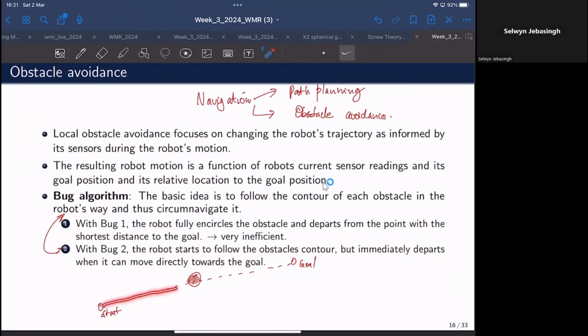So that is the difference between Bug 1 and Bug 2. Bug 1 loops around the obstacle and departs from the minimal distance point, whereas in Bug 2, it will circumnavigate until it reaches a point that has a direct line of sight towards the goal, then it can depart. So that is what Bug 1 and Bug 2 are about, obstacle avoidance algorithms, in essence, as a summary.